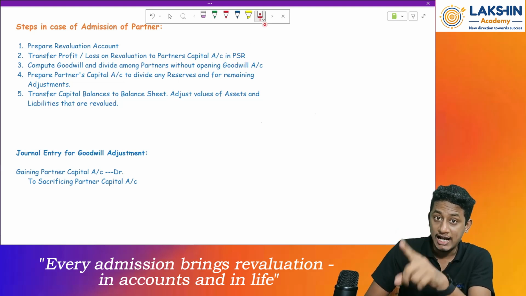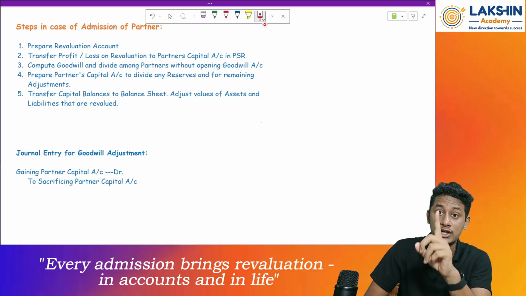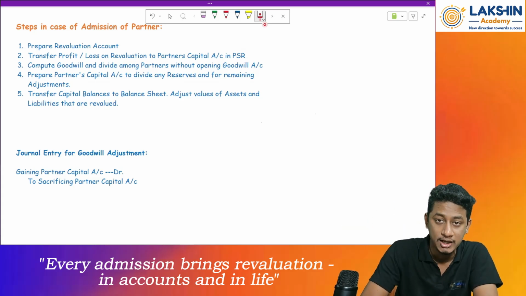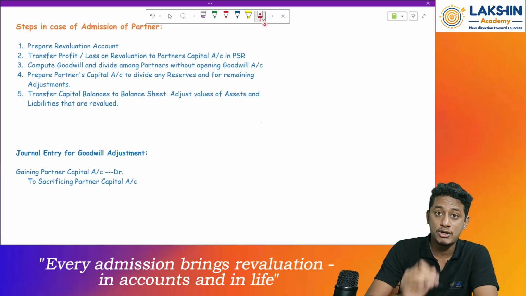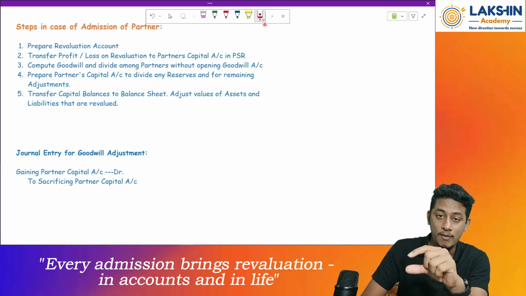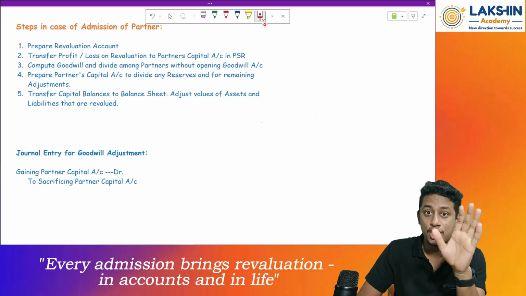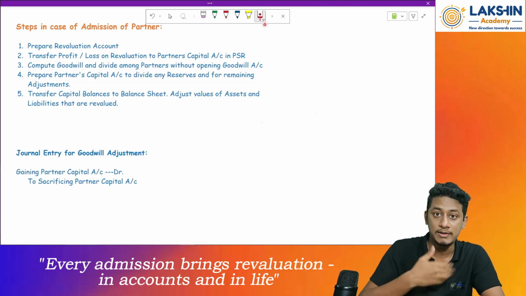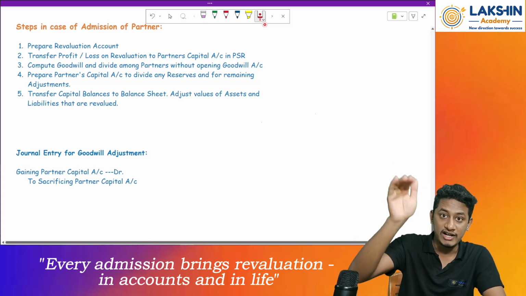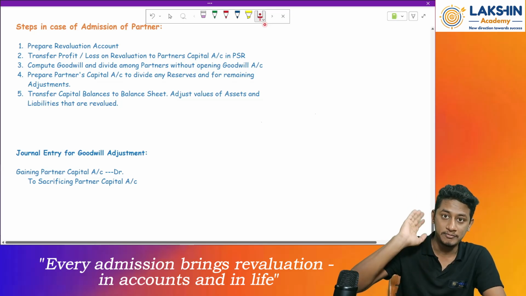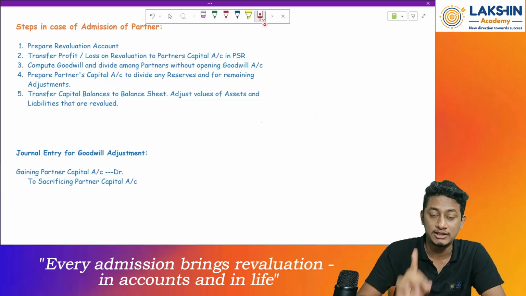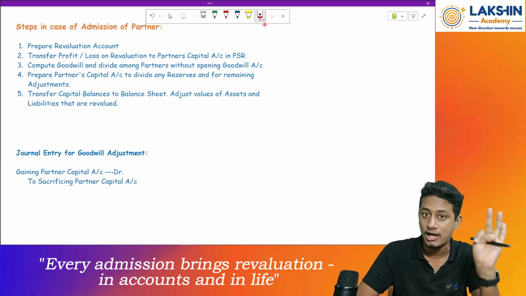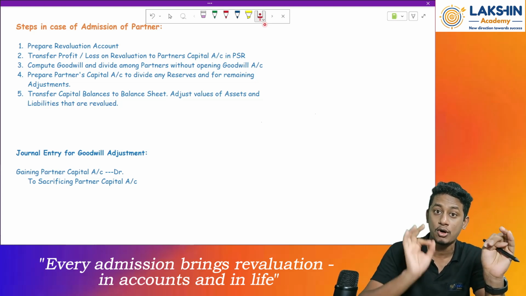But while transferring it, it should be transferred only to the old partners. To the new incoming partner, no share should be given. Why? Because whatever income or expense arises from the revaluation should be borne by the old partners, because the new partner is coming in just now. Whatever the affairs of the firm were before him are not at all concerned to him. That is why whatever profit or loss arises because of the revaluation of the assets or liabilities will only be borne by the old partners.